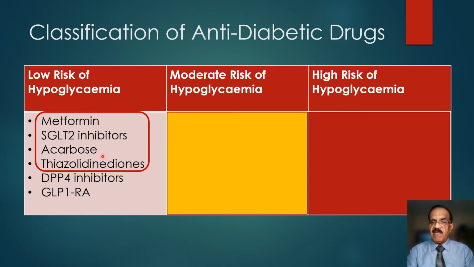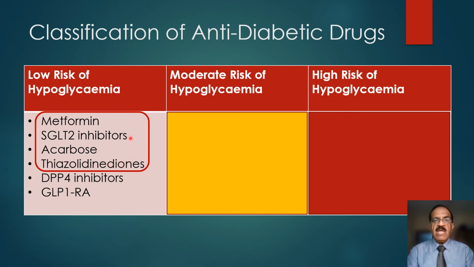They work through different mechanisms. For example, metformin works by improving insulin resistance in the tissues and by also suppressing gluconeogenesis in the liver. SGLT2 inhibitors work through the kidneys. They promote excretion of glucose, not affecting beta cells. Acarbose works through the gut. It slows down the absorption of glucose. And thiazolidinediones work on the liver, they improve insulin resistance, and they also work on the fat cells.